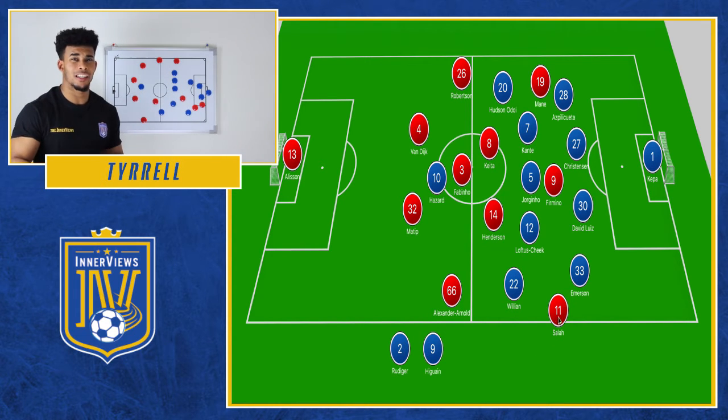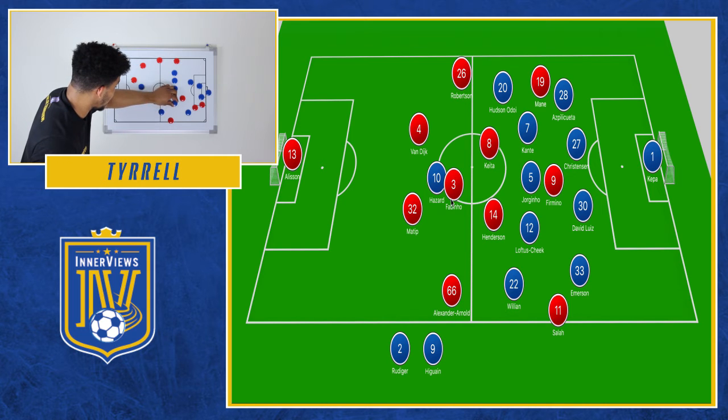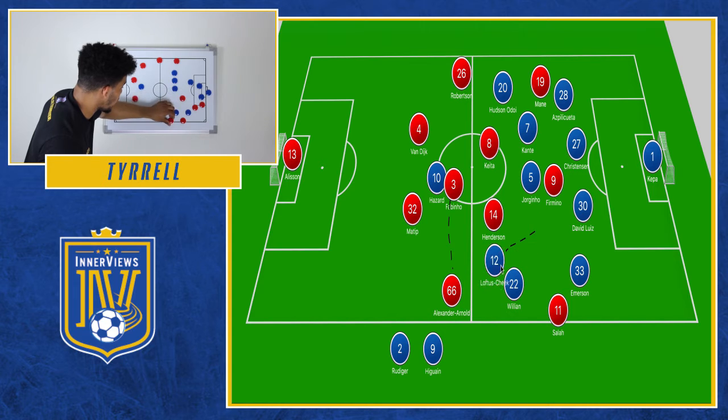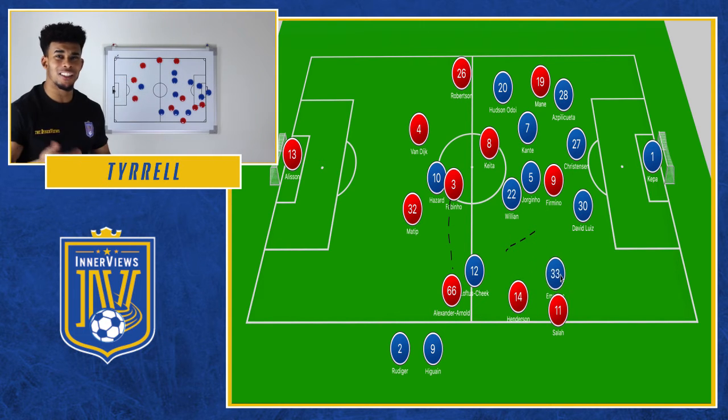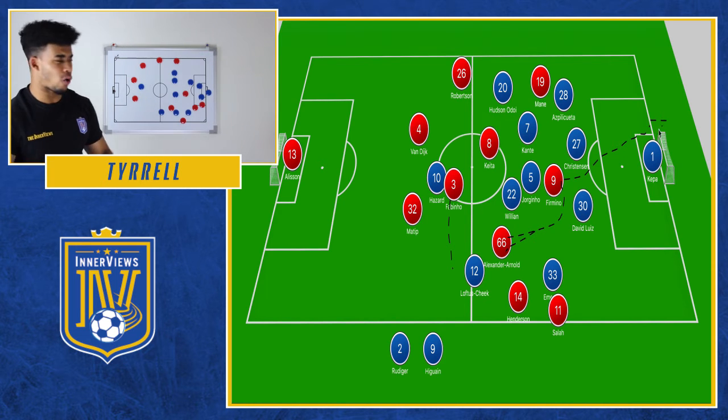We saw 2 more instances where you see the ball shifted out to Arnold, and Loftus-Cheek ends up stepping to him. Henderson makes a dart into that space to pull out Emerson. Quick 1-2, bypasses Jorginho. Firmino ahead of the back 4, fires a shot inches wide of the net.